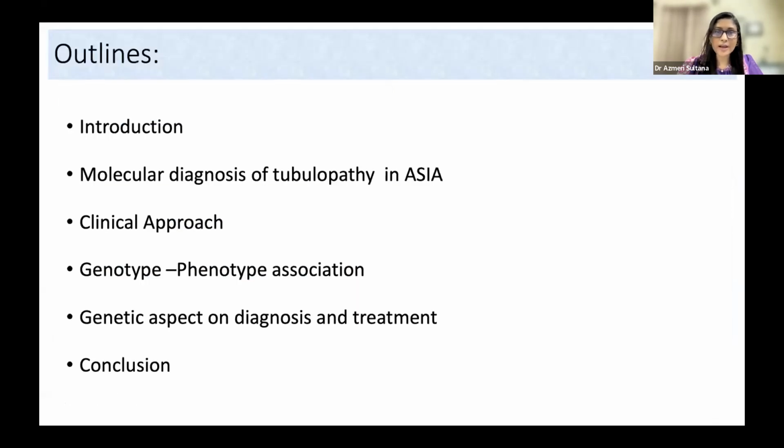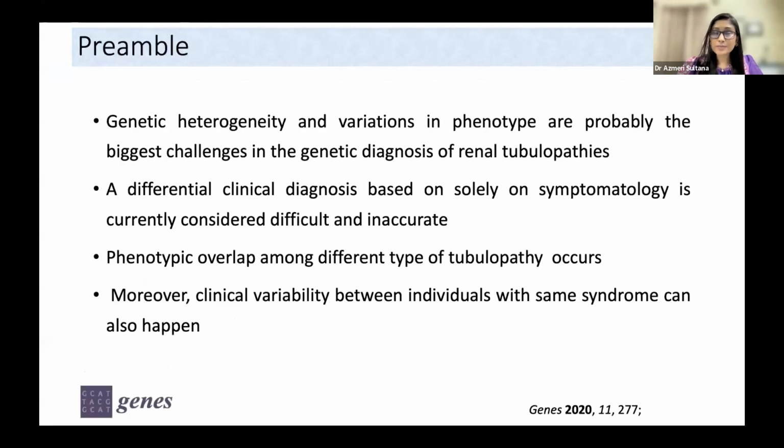So in the next couple of minutes, I'm going to talk about how frequently we do molecular diagnosis for tubulopathy, how we should approach a suspected case of tubulopathy, what the genotype and phenotype association is, and what the role of the genetic aspect is in the diagnosis and treatment of inherited tubulopathy. Genetic pleiotropy, overlapping phenotypes, and variable expressivity may influence the diagnosis as well as treatment. Moreover, clinical inconsistency between individuals with the same syndrome may also happen. Solely symptom-based diagnosis is often difficult and can be inaccurate.